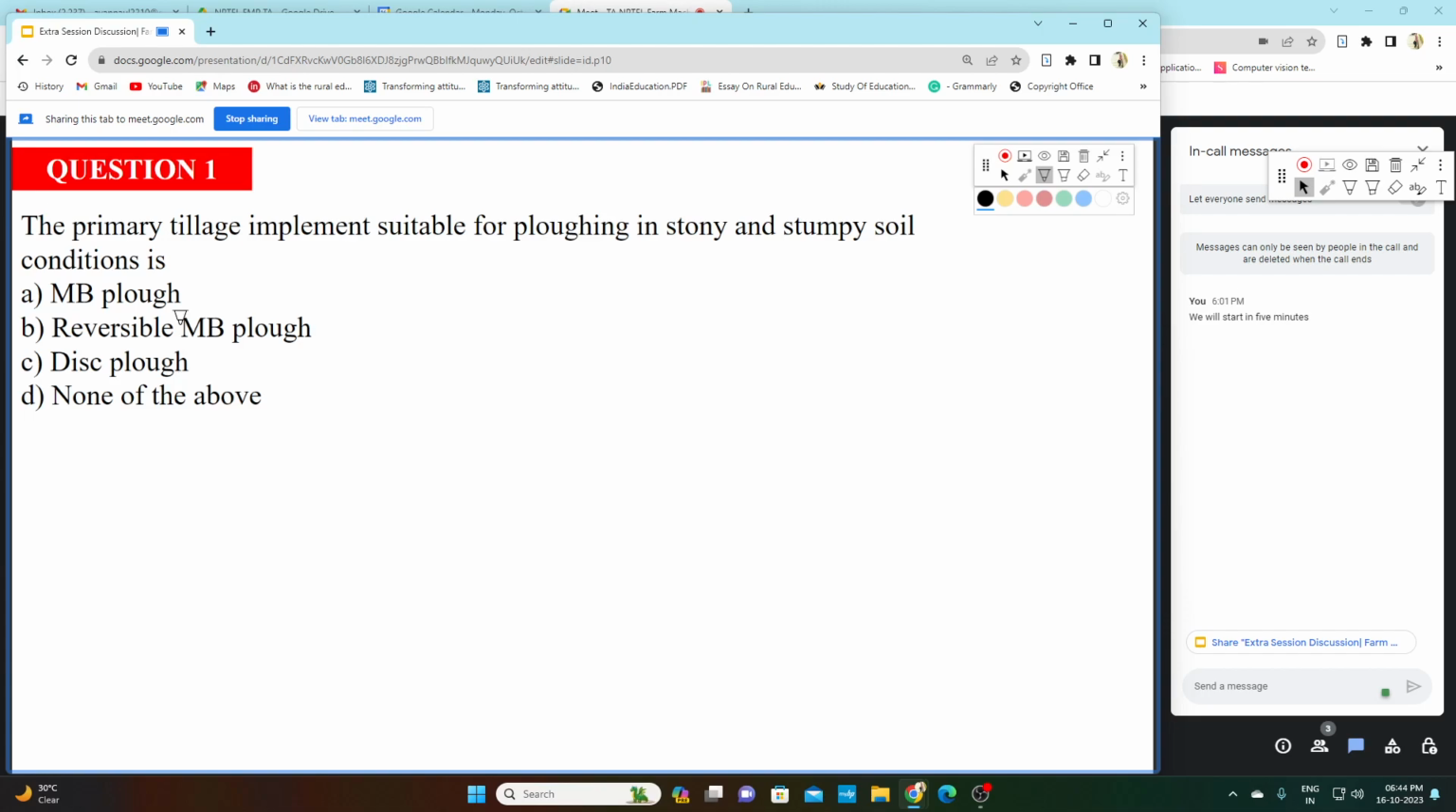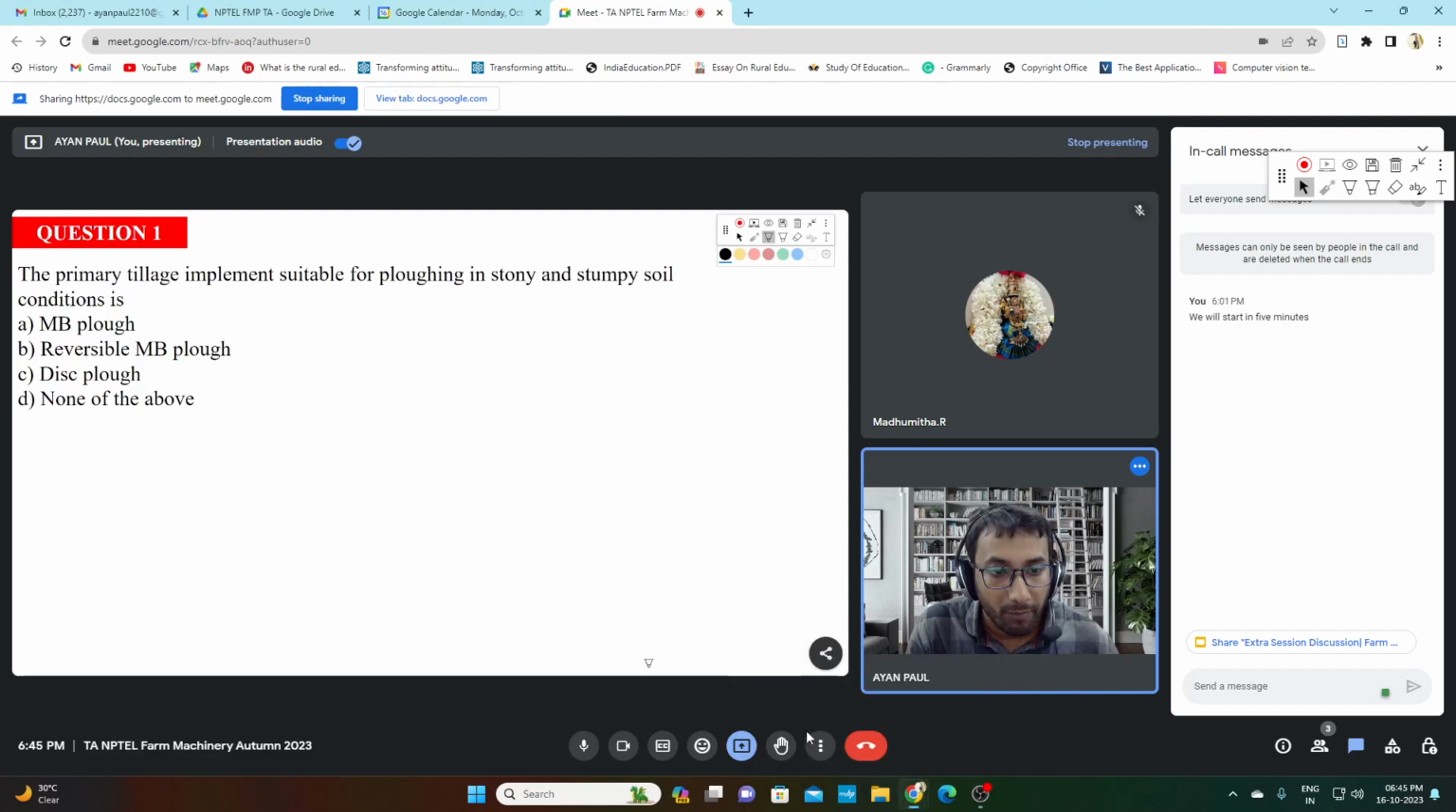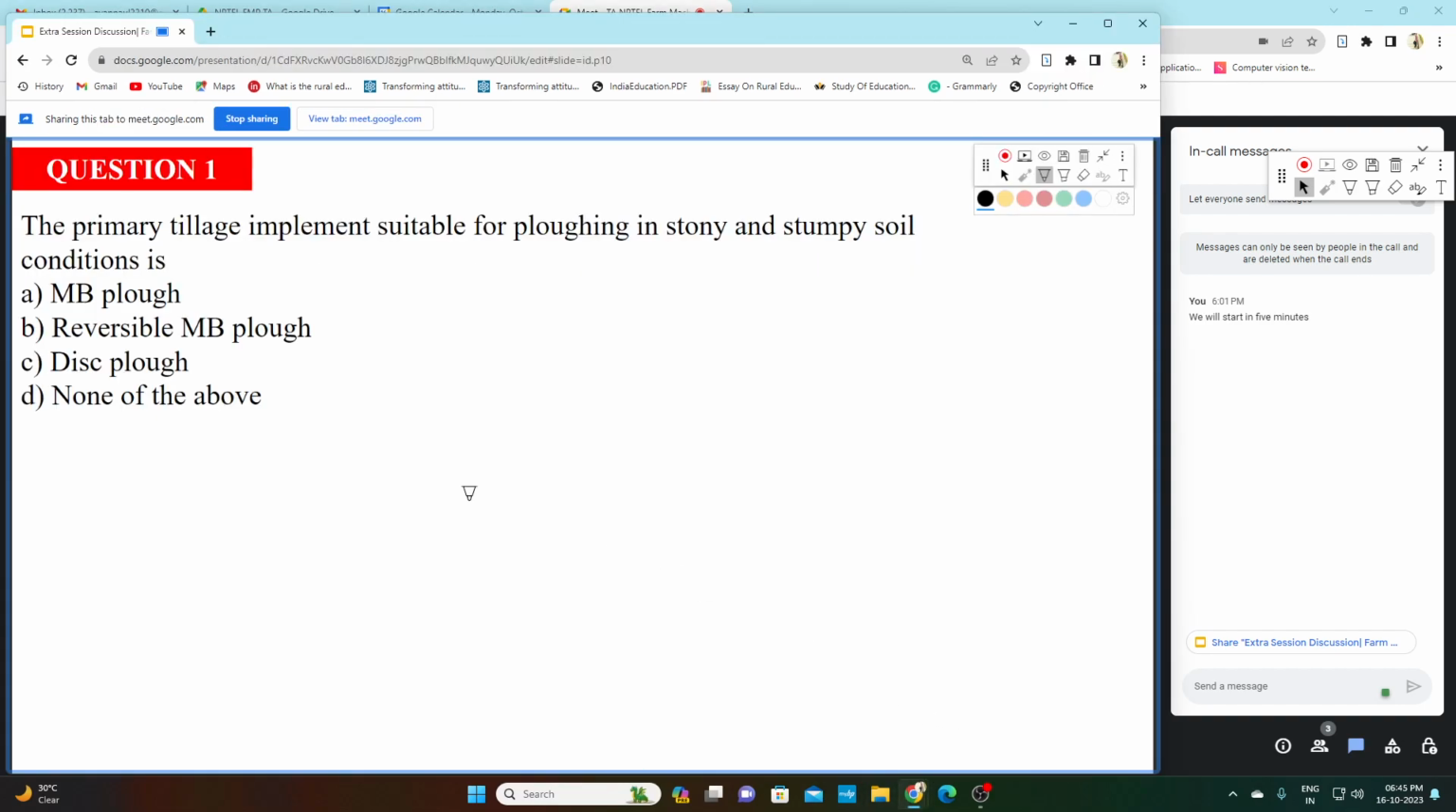Let's take the first question, question number 1. The primary tillage implement suitable for plowing in stony and stumpy soil condition is option A moldboard plow, option B reversible moldboard plow, option C disc plow, and option D none of the above. So participants who have joined, do you want to guess what is the option? Any guesses? Okay, so no problem. Your correct answer is disc plow.